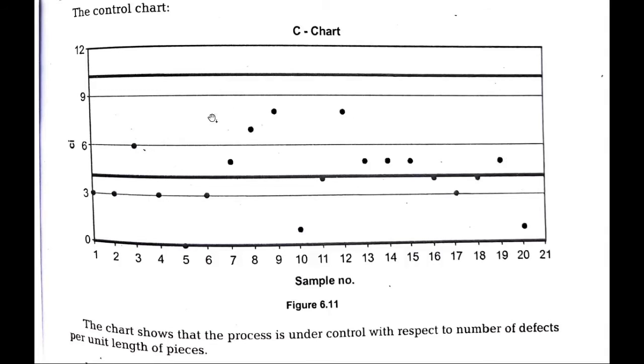If you observe the data, all the sample points are below the upper control limit. So the chart shows that the process is under control with respect to the number of defects per unit length of pieces.